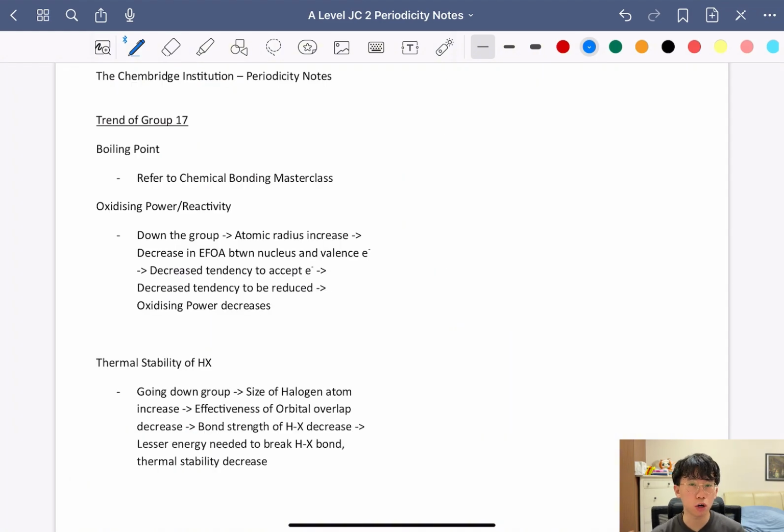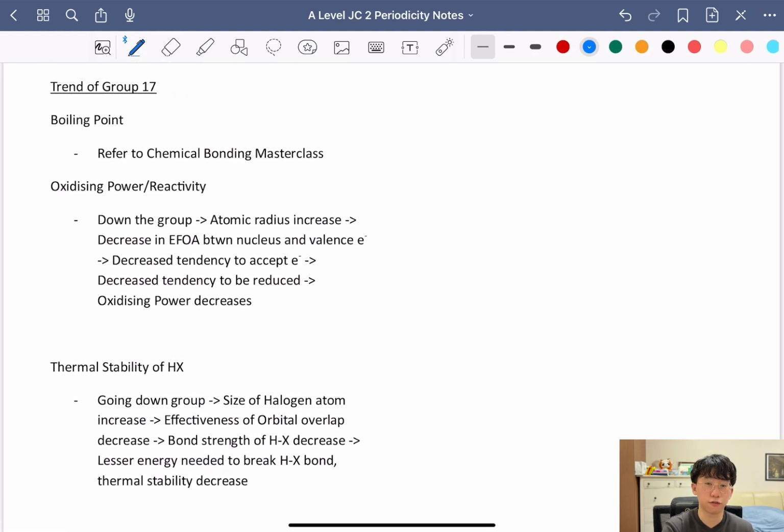Now onto a small portion for group 17. For group 17, you need to know the trends of your boiling points, but we've also already covered this in the chemical bonding masterclass. Again, they're all simple molecular structures, so you just have to take note that they have dispersion forces and take note of the strength of the dispersion forces as well. They will be affected by the number of electrons.